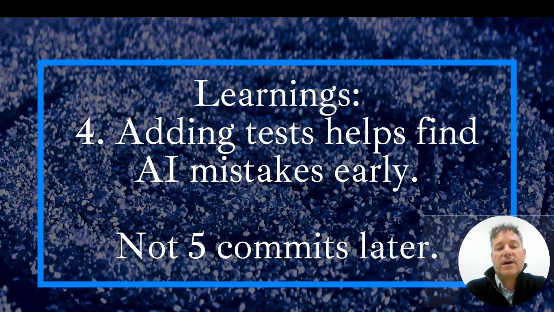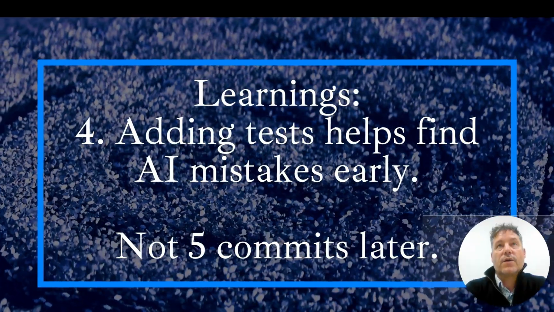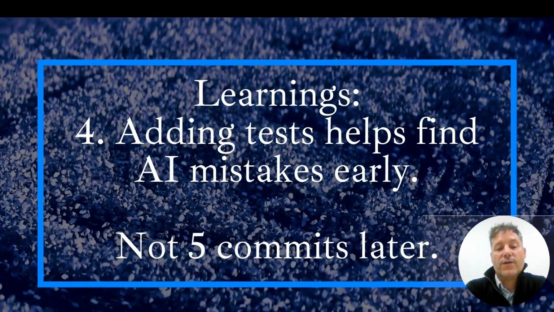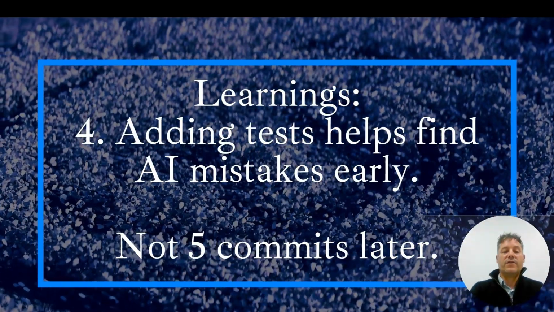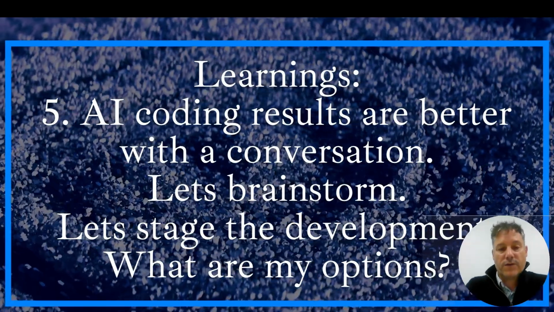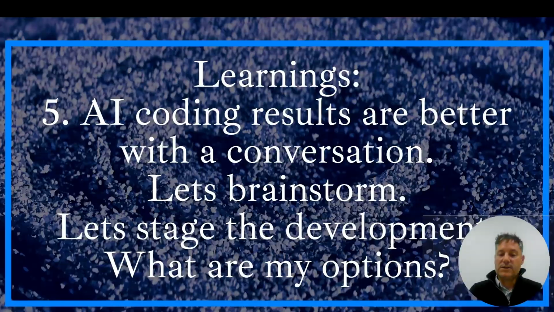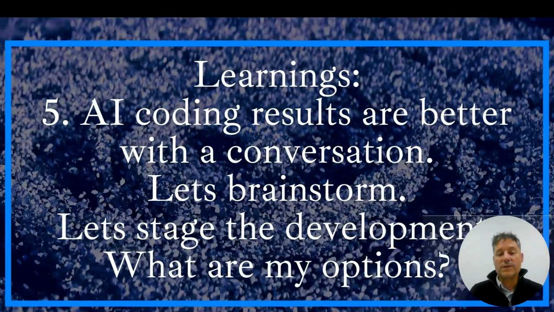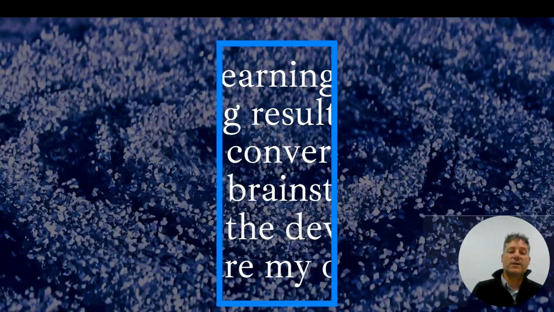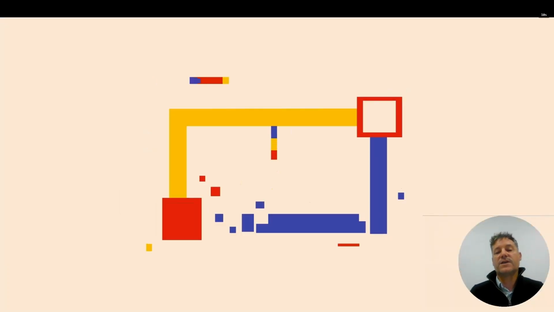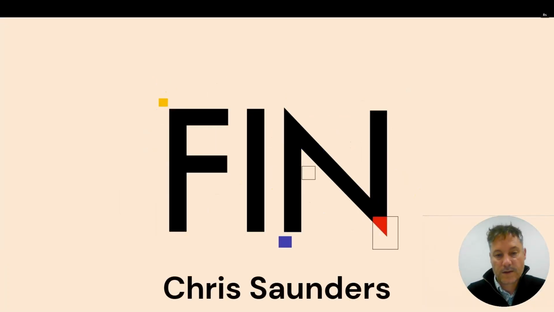Adding tests helps find AI mistakes early, not 5 commits later. So I changed something and then 5 commits later, I realized it was way back. It's pretty annoying. Coding is best done as a conversation. So the initial conversation around requirements, or show me how to create the next stage of this. Give me the stages. So that's it.